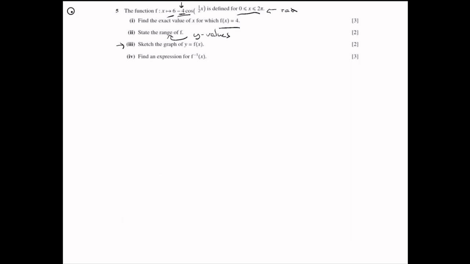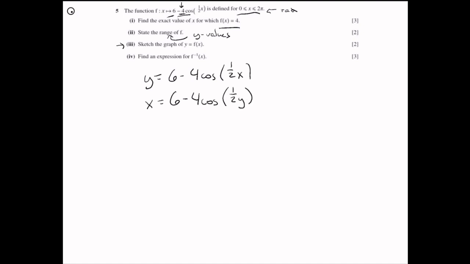And for the last part, we have part 4, or part IV, where we need to find an expression for the inverse of f of x. We've done inverse so many times, we can do this for sure. We previously had y equals 6 minus 4 cosine of 1/2 x. And when we have inverse, we switch the y and the x with each other. So we have x equals 6 minus 4 cosine times 1/2 y.